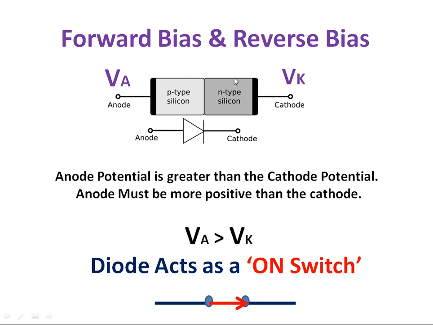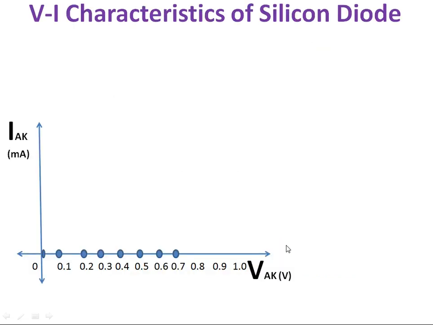So this is the forward bias. Assume the anode potential is VA and the cathode potential is VK. What is forward bias? Anode potential greater than the cathode potential is known as forward bias. That means your anode must be more positive when compared to the cathode potential. So VA is greater than VK. At this time your diode acts as an on switch or closed switch.